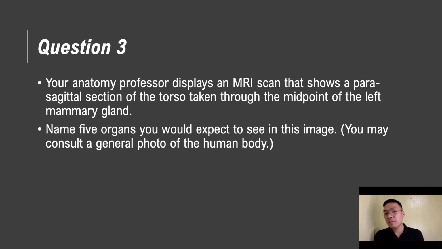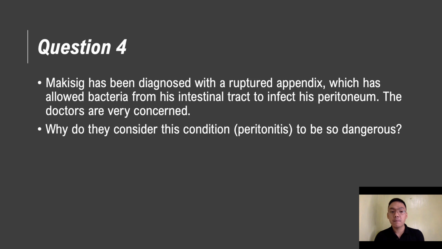Next, your anatomy professor displays an MRI scan that shows a parasagittal section of the torso taken through the midpoint of the left mammary gland. Name five organs you would expect to see in this image. You may consult a general photo of the human body. Very good. Your lung, diaphragm, stomach, large intestine, small intestine, possibly part of the pancreas, ovary, or uterine tube, and the kidneys.